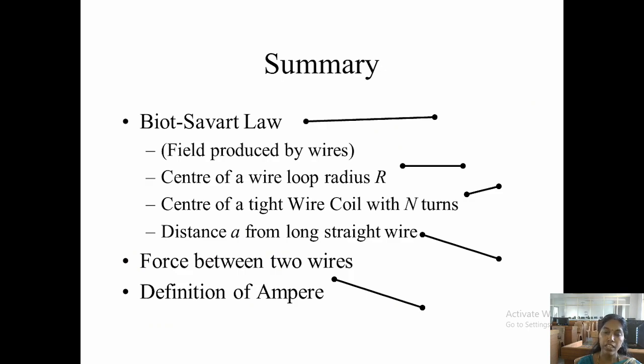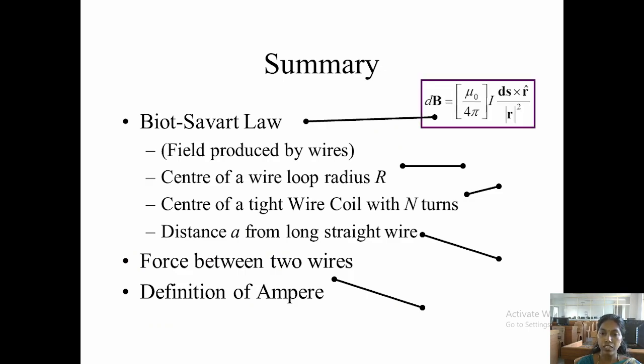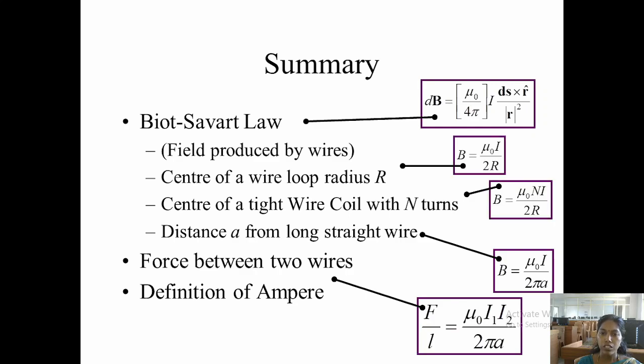This is a summary. What is the Biot Savart Law? It is dB equal to mu naught by 4 pi I into ds vector cross r vector by r square. At a distance a from a long straight wire, B is mu naught I by 2 pi a. The field produced at the center of a wire loop with radius r is B equal to mu naught I by 2r. At the center of a tight wire coil with n turns, B equals mu naught N I by 2r. The force between two wires is F by L equal to mu naught I1 I2 by 2 pi a. Thank you.